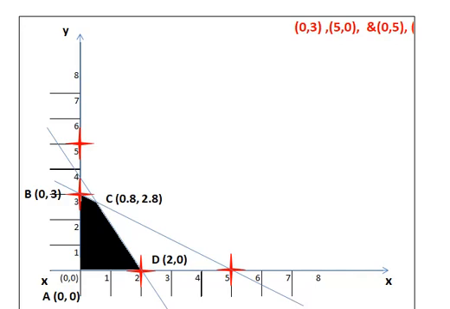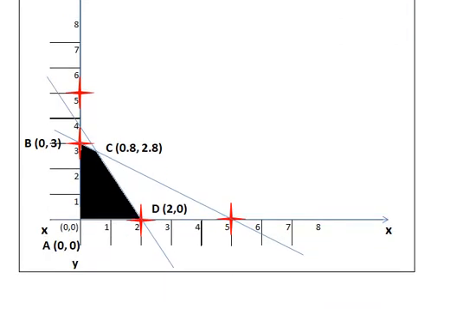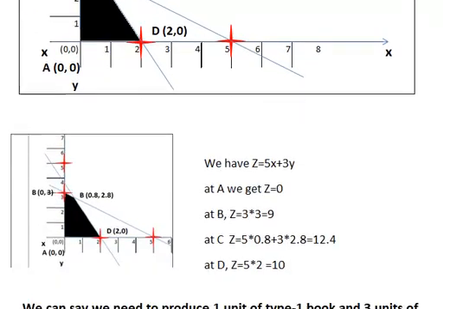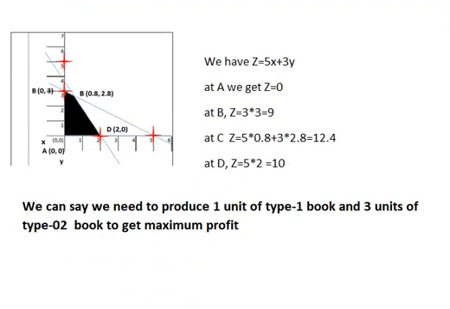A is 0, 0, where it starts from. B gives me the coordinate 0, 3, where x is 0 and y is 3. C is 0.8 and 2.8. You can see that x is equal to 0.8 and y is equal to 2.8. Then D is 2, 0, where x is 2 and y is 0. So we got 4 corner points. From here I'm going to draw the conclusion.